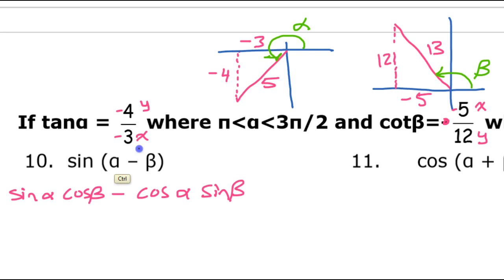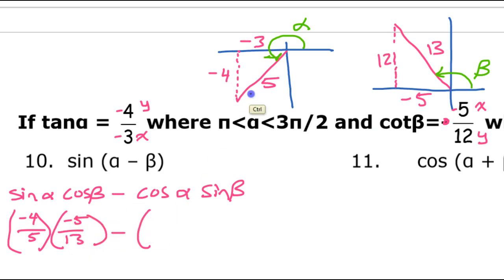Okay, so the sine of alpha, that's y over r, so that's going to be negative 4 over 5. The cosine of beta, that's x over r, so that's negative 5 over 13. Now we need the cosine of alpha, negative 3 over 5. And we need the sine of beta, 12 over 13.